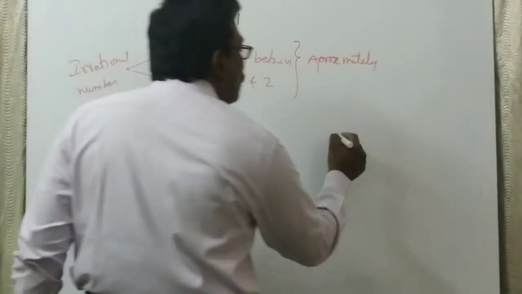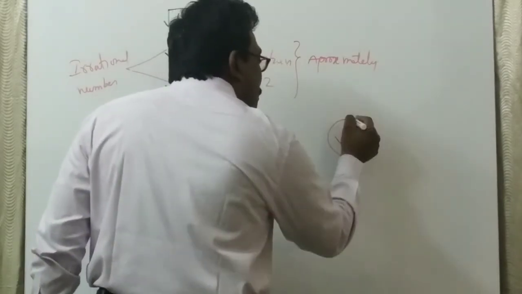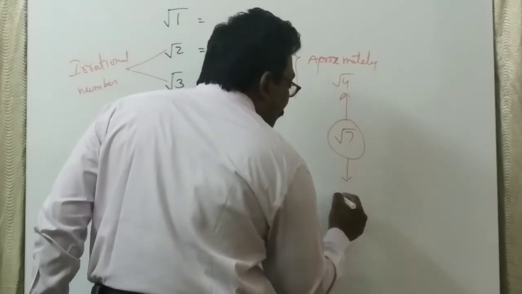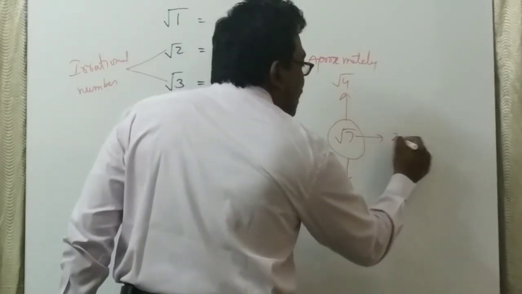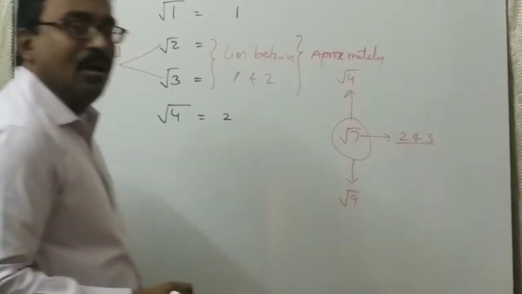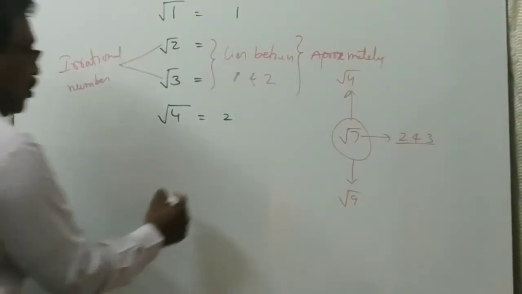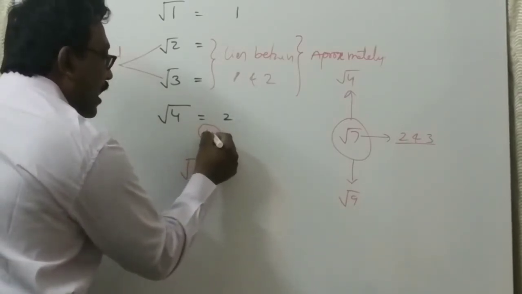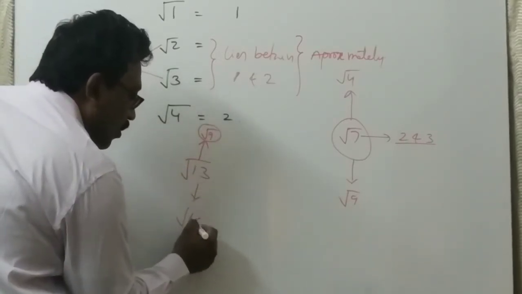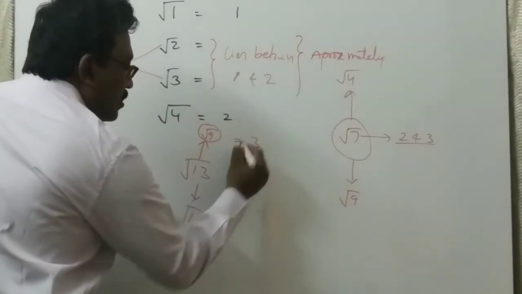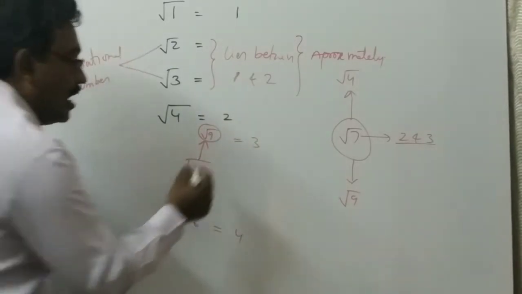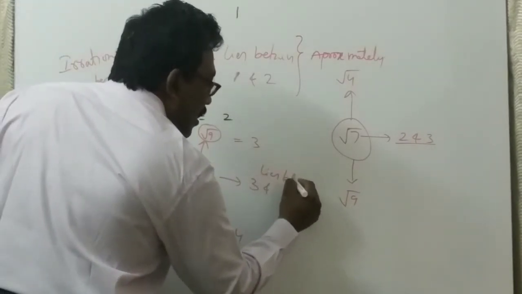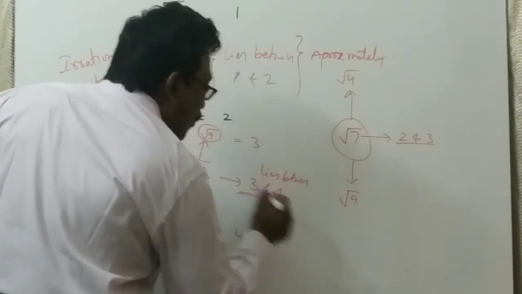The same case with root 7. Root 7 is not a perfect square root. That means it lies between root 4 and root 9. So root 7 lies between 2 and 3. Root 7 is an irrational number. Suppose root 13. The nearest perfect square is root 9 and the next one is root 16. Root 9 value is 3. Root 16 value is 4. So root 13 value lies between 3 and 4.